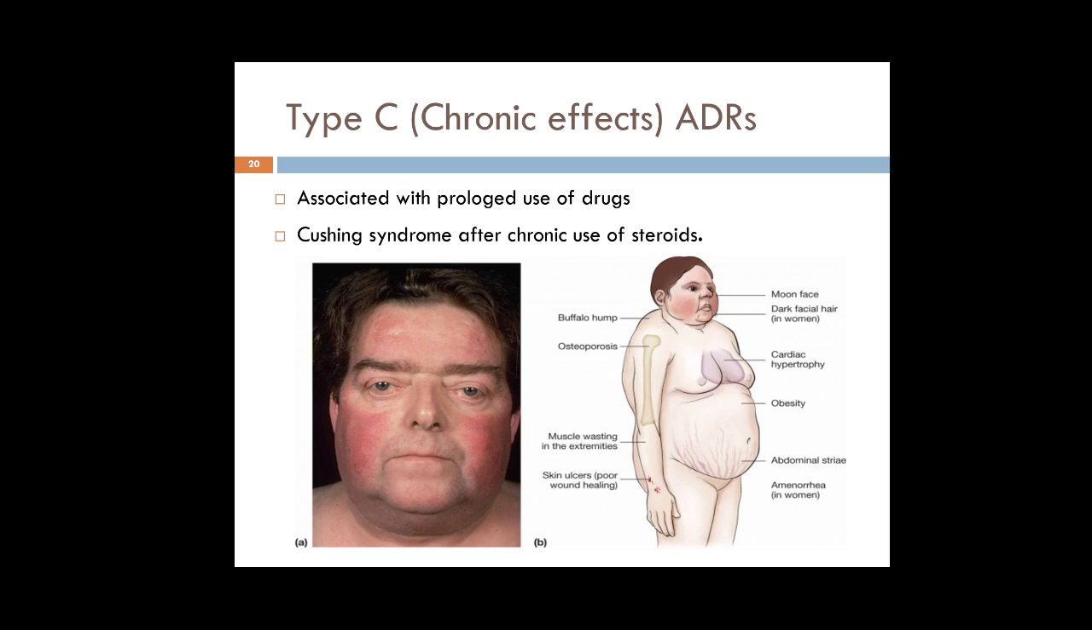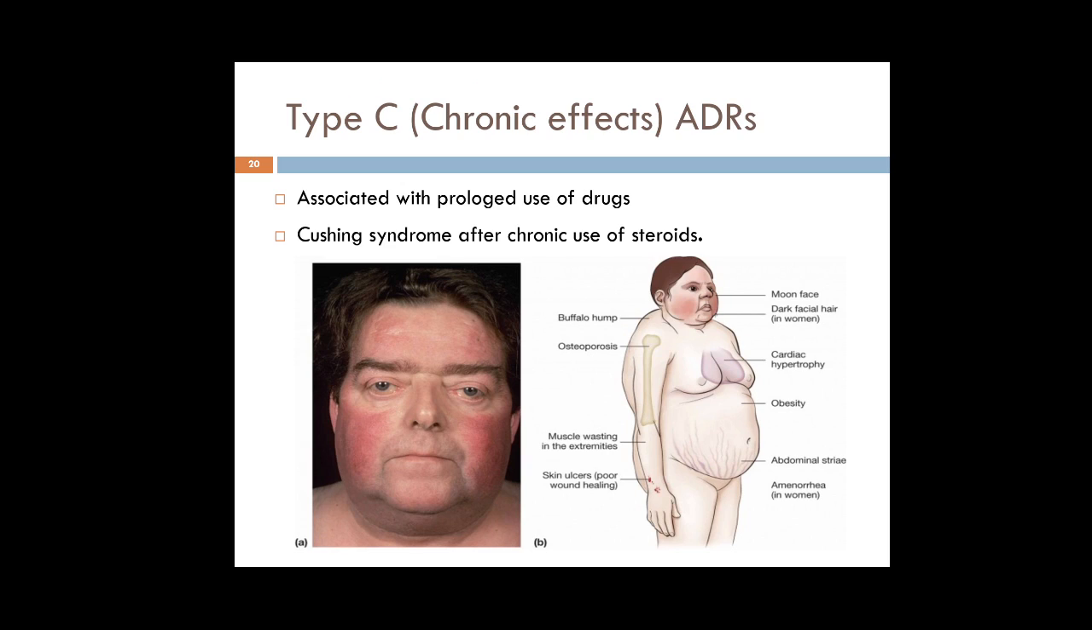We have covered type A and type B. Now what are type C? These are chronic effects, chronic ADRs, chronic adverse drug reactions. These are associated with prolonged use of drugs. For example, Cushing syndrome is there after the chronic use of steroids. If a particular steroid is used for a prolonged duration of time, then it can cause Cushing syndrome.